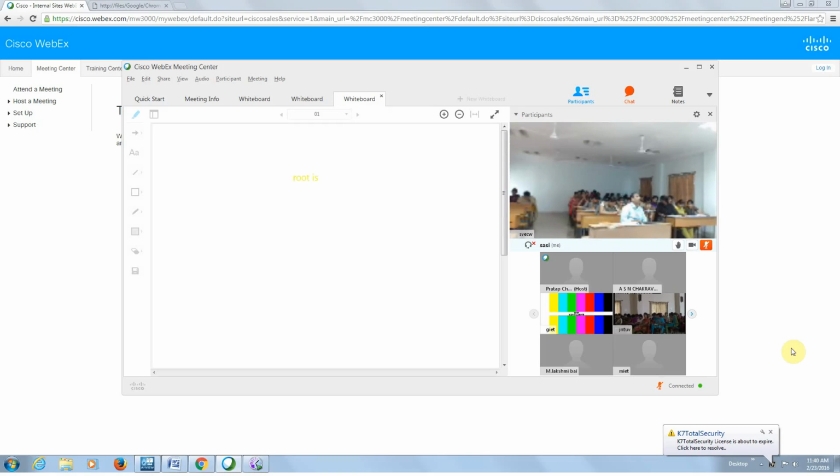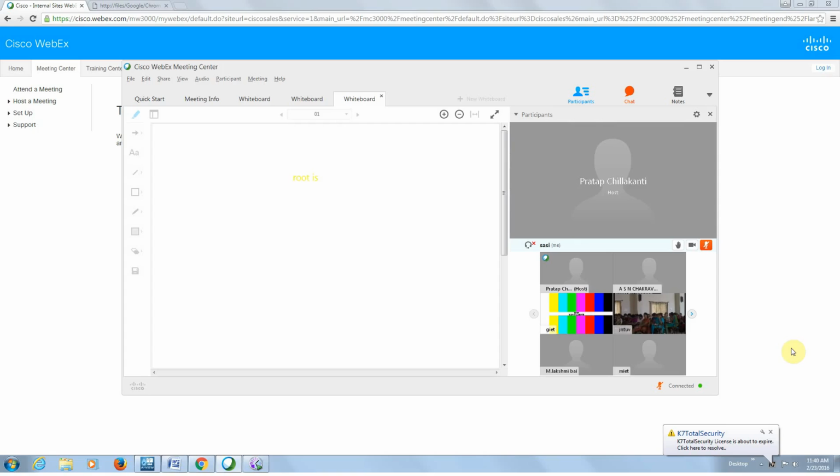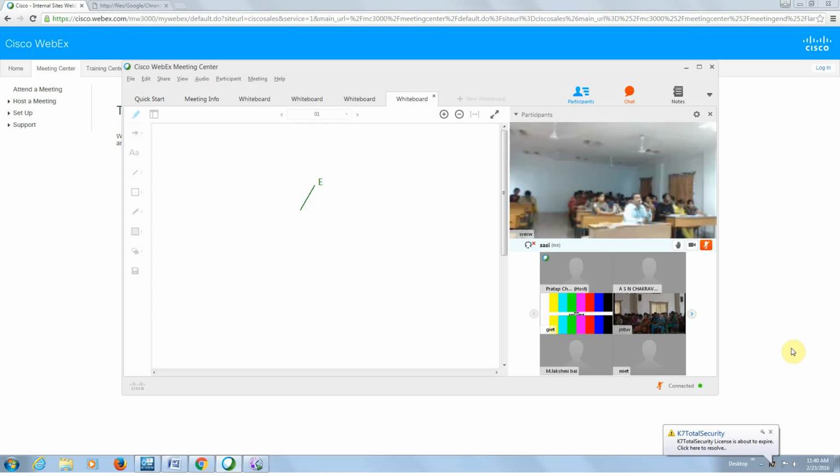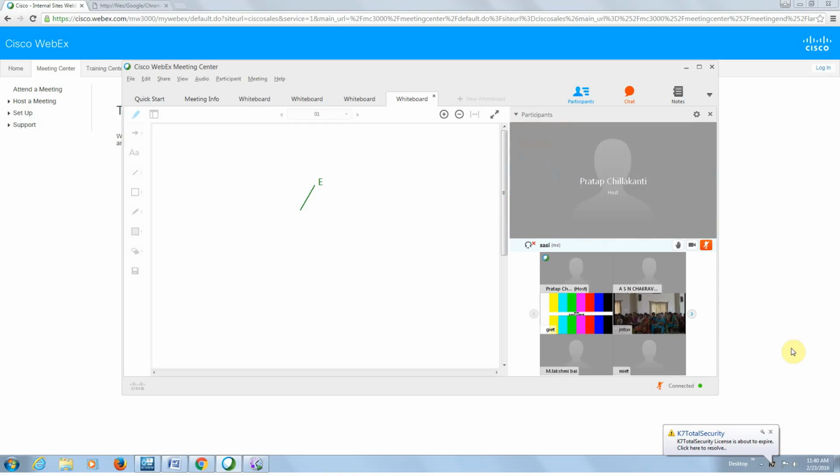So you're saying root is E. I couldn't see your screen there, but let me do it. Okay, root is E, and its left subtree, its left node, is B. B as in boy. Okay, got it. B is for Bihar. Okay. Next.